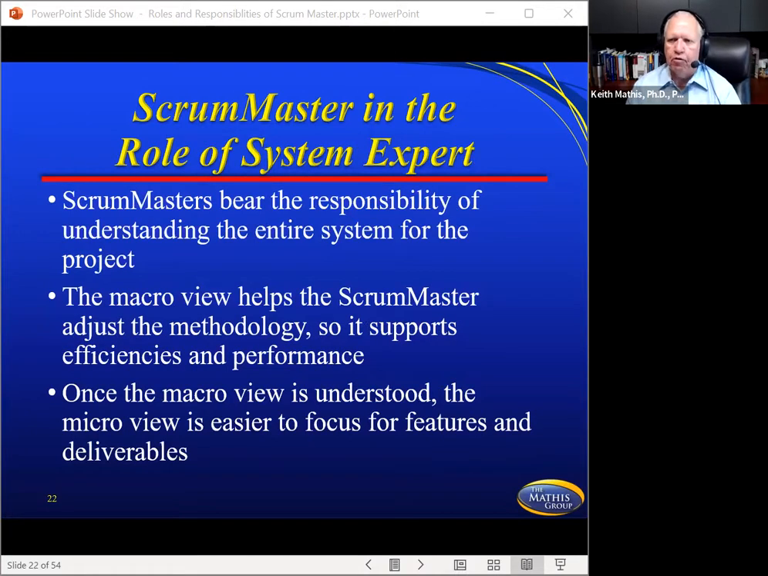And then that system expert that the Scrum Master many times is, they bear the responsibility of understanding the bigger picture, the macro. So the macro view helps the Scrum Master adjust the methodology because they understand it's driving the strategic plan. They see the bigger picture. Once the macro view is understood, the micro view is easier to focus for features and deliverables. Your product owner is already in the micro. Your team is probably in the micro. So the thing is being able to, as a Scrum Master, step in and drive them in the direction of understanding how the micro, this feature, is fitting into the strategic objectives can help at times.